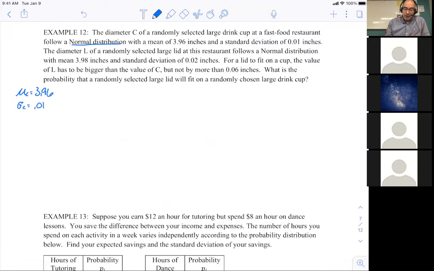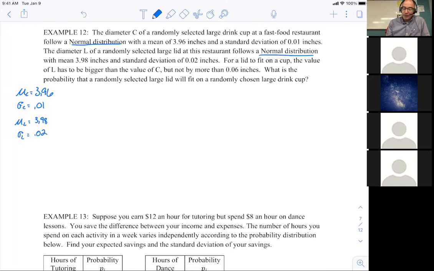The diameter of a lid, L, also follows a normal distribution, so we're good there. So we can go ahead and write that out. The mean of a lid is going to give me 3.98. So obviously the lid's got to be a little bit bigger than the cup. The standard deviation of my lid is going to be 0.02. So it has a little bit more variability to it.